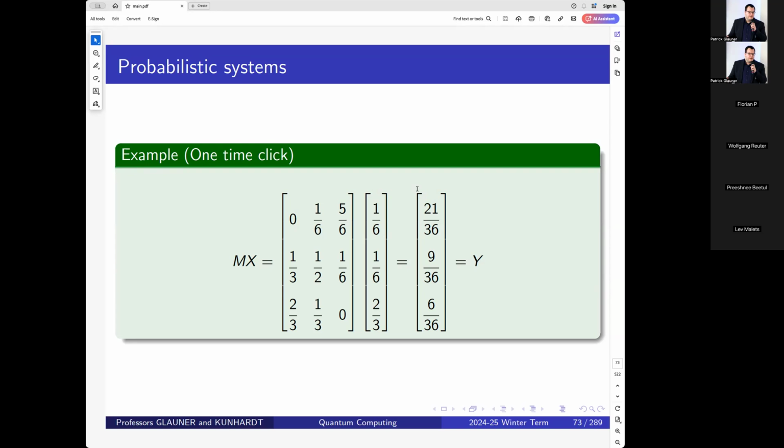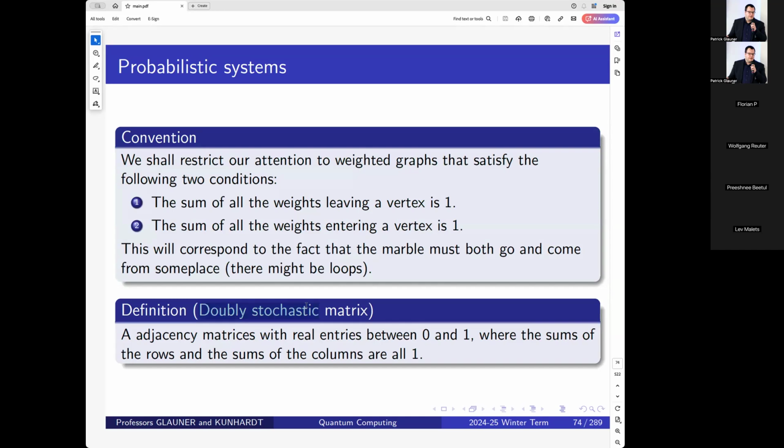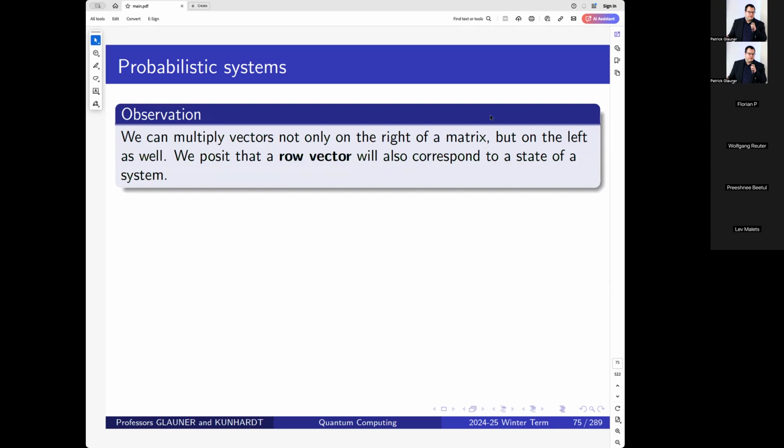And this is not just a coincidence, it's actually required. Concretely, we will deal now with doubly stochastic matrices, and doubly stochastic matrices are matrices for which we have real value entries. So we're constrained to real values because it's probabilities between 0 and 1, and the sums of the rows and sums of the columns are all 1. And this is a consequence of the following constraint, because we are constraining our graphs to two conditions: that the sum of all weights leaving a vertex is 1, and the sum of all weights entering a vertex is 1. And then, as a consequence, when we apply these constraints to our graph, we will deal with so-called doubly stochastic matrices. And these are key. If we don't use doubly stochastic matrices, this will not be working anymore, and we won't be dealing with proper probabilities.